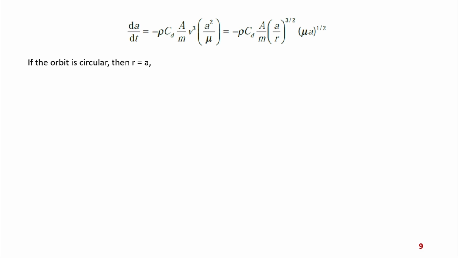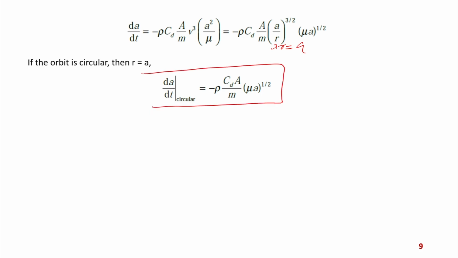Now if we have a circular orbit, when r is equal to a, whatever may be the orbit the satellite is in, its altitude is a. So I can substitute here r is equal to a, and then I get this expression. This gives me an important expression for how the rate of change of the radius or the altitude of a satellite in circular orbit changes with time. You see this is a function of the air density, the effective area, the drag coefficient, and the mass of the satellite, as well as this gravitational factor.